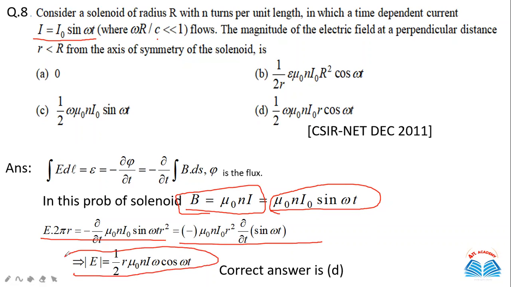So this is a different type of approach to get the electric field for any magnetic material. If this question comes for a toroid, then you will use the formula for a toroid. If it is for two wires carrying current and generating a magnetic field, then you have to use that formula of magnetic field, and so on. You can calculate the electric field. This question was from CSIR NET December 2011.